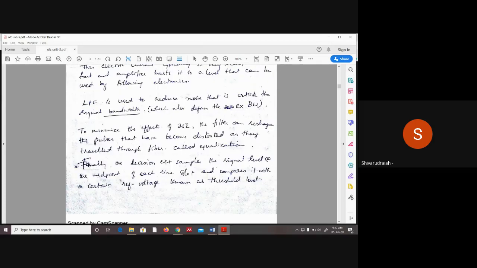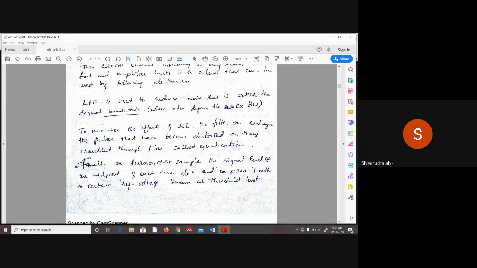So in order to minimize the effects of intersymbol interference, as we were discussing in module 2, whenever the pulses start overlapping, they become indistinguishable pulses because of the dispersive property of the fiber. Okay. So once the pulses become indistinguishable, we have a concept called intersymbol interference. Interference is going to arise in the signal, because they are overlapping. So in order to minimize this intersymbol interference, the filter we have used in the block can reshape the pulses that have become distorted as they travel throughout the fiber length.